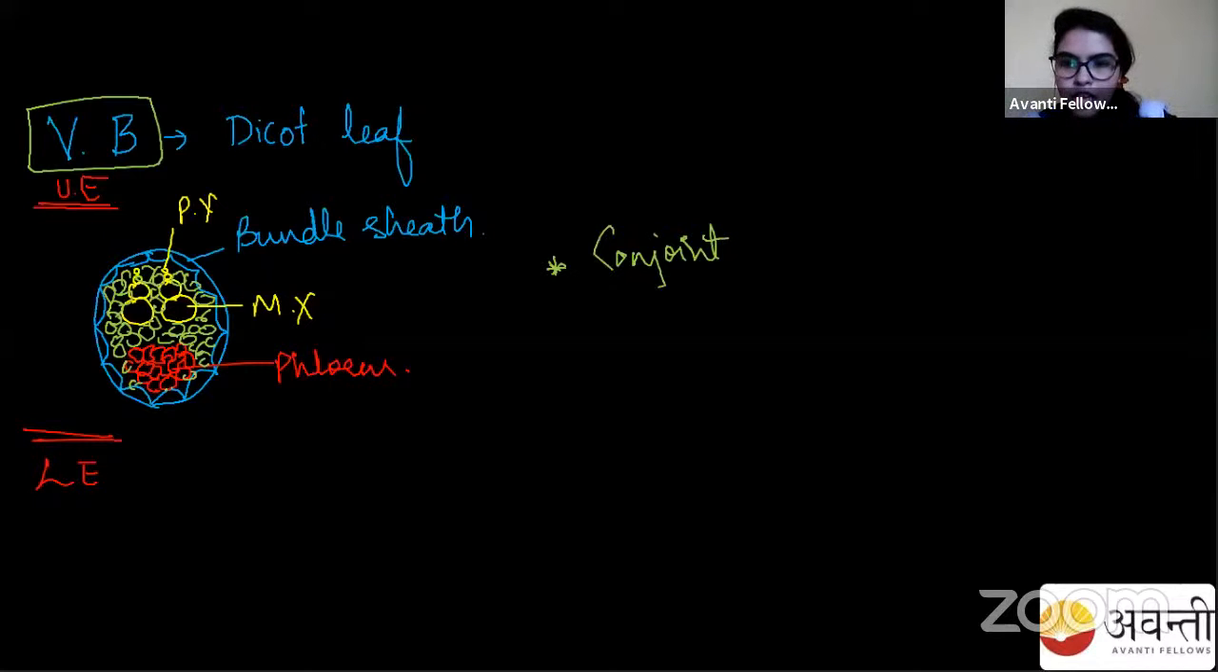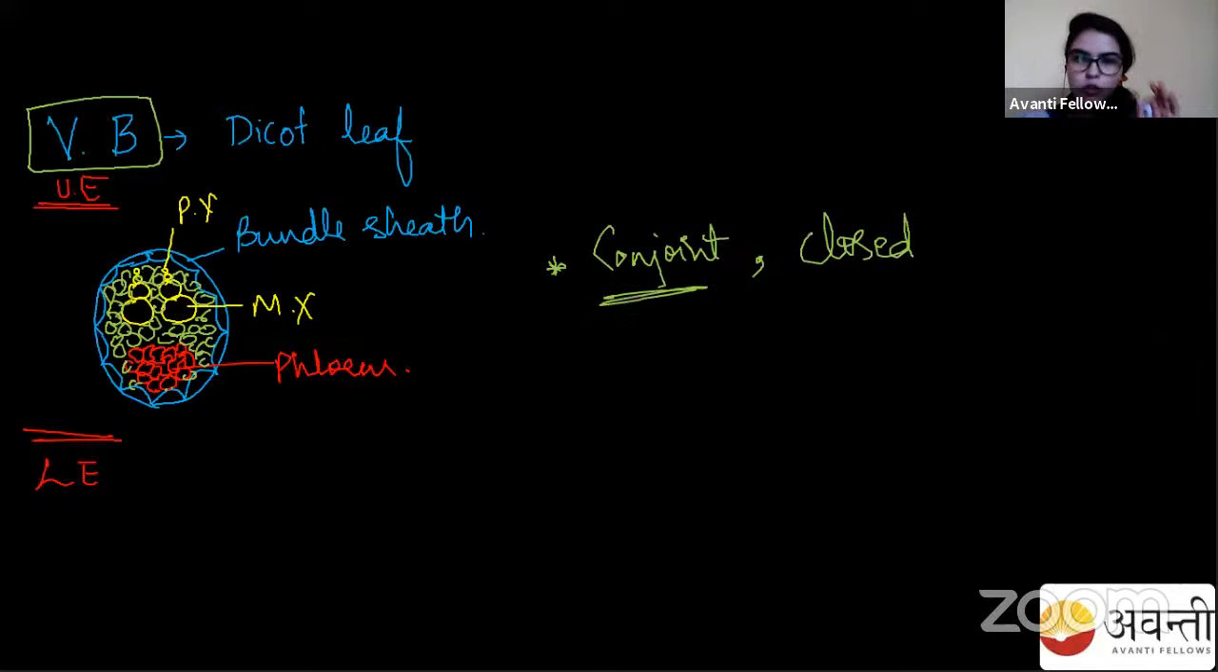Now here there is no question of exarch and endarch. The exarch and endarch concept will not come here, because I had told you the exarch and endarch concept comes only in the radial kind of vascular bundle. So this is not even collateral. If it is not collateral, now you have to look if there is a presence of cambium or not. There is no cambium here, so it is closed.